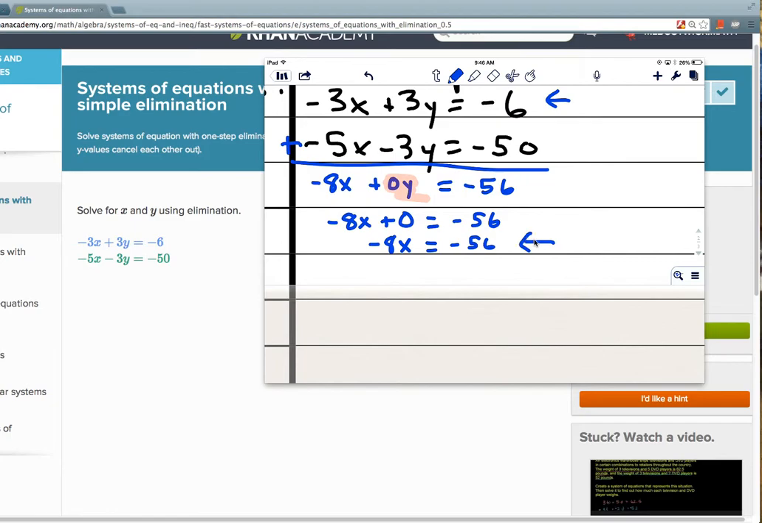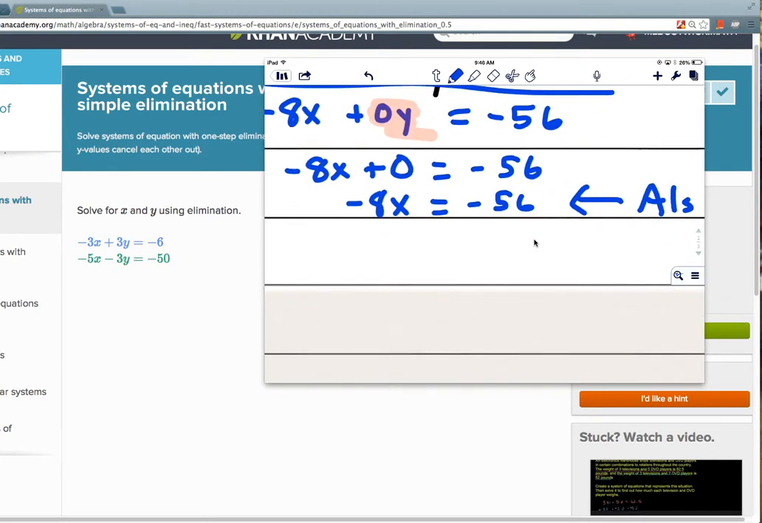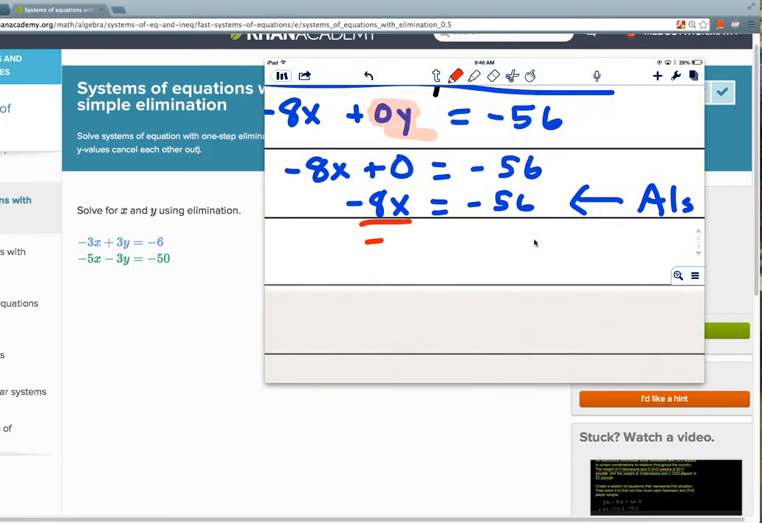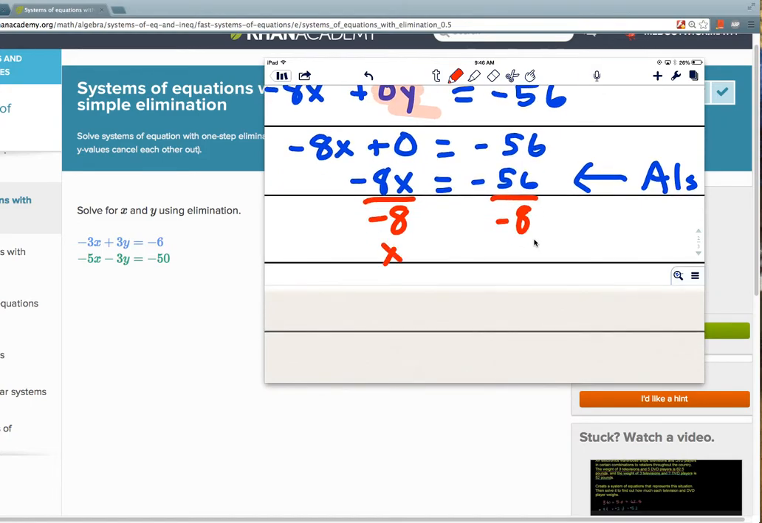And so this is, if I have something that's true and I add equal things, I should get something that's also true, just like our examples above. And so now I have this equation that looks a lot less intimidating. I'll do this step in red. I'm going to divide by negative 8, and I find that x is equal to positive 7.